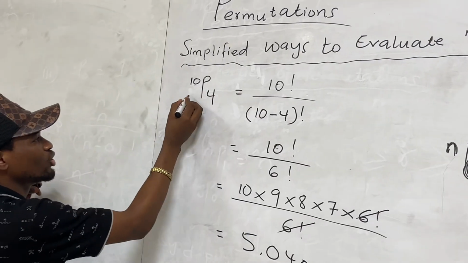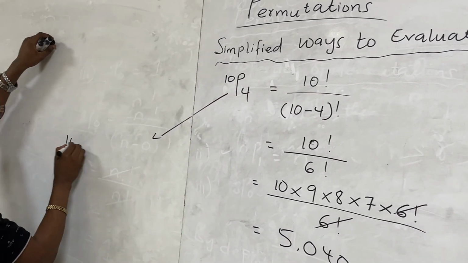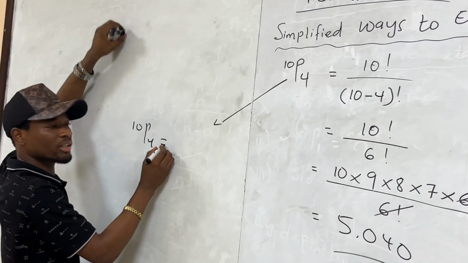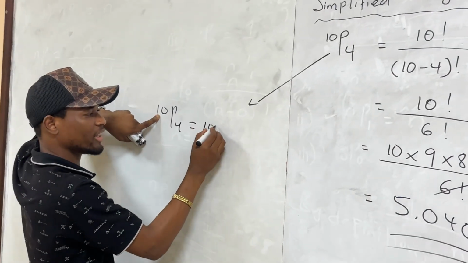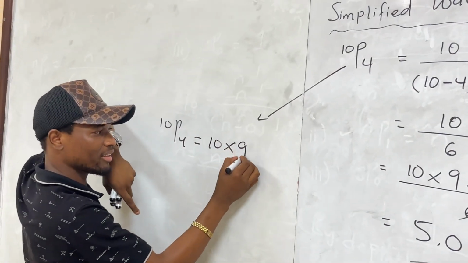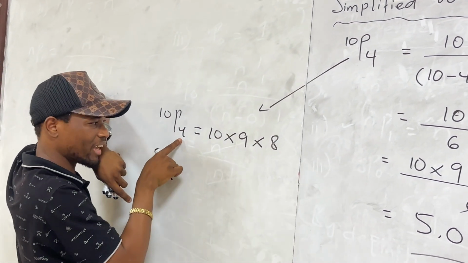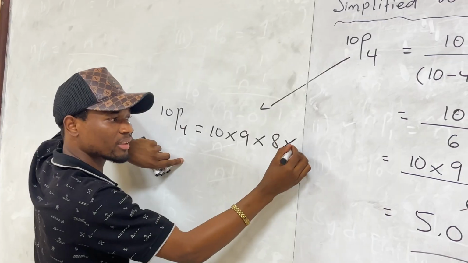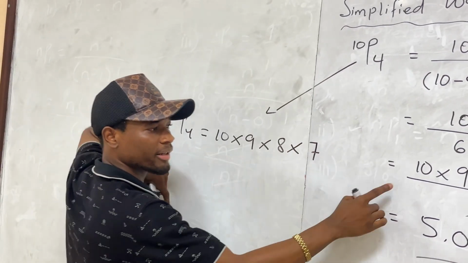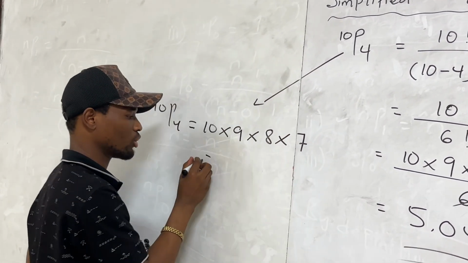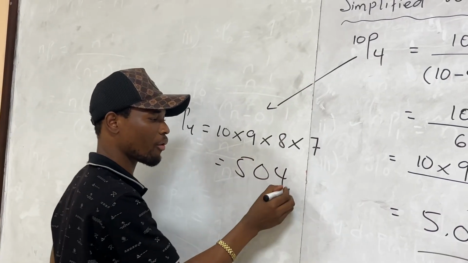So here, using the shortcut approach, 10 permutation 4 is given by starting from the number 10, then times 9, then times 8. I have 1, 2, 3. But here it's 4, so I add this last one, which is 7. And you are getting something like this: 5040.